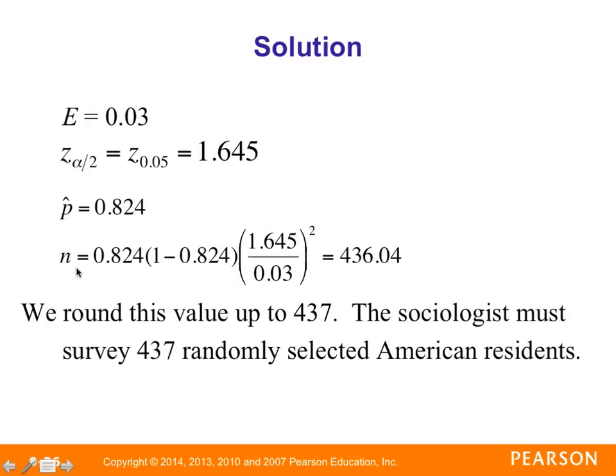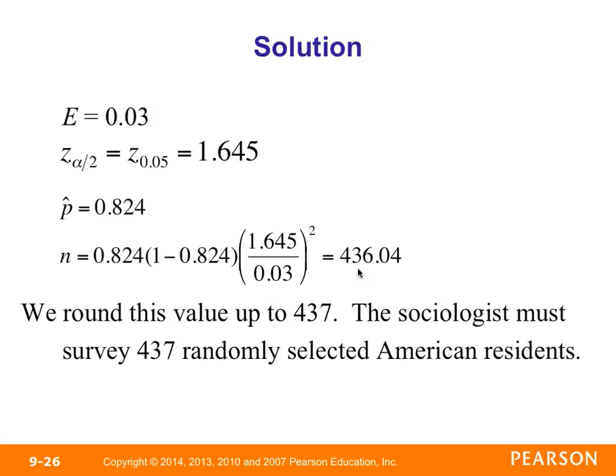So all we have to do is plug stuff in and then round up. We get N equals 0.824, that's our P hat, times 1 minus P hat, so 1 minus 0.824. And then it's multiplied by 1.645, which is our critical value, divided by our margin of error, which is 0.03, but that quantity is squared. You can plug it in very carefully all at once, or piece by piece: square this part first, so you divide and then square, and then multiply by these two numbers. You should get 436.04.